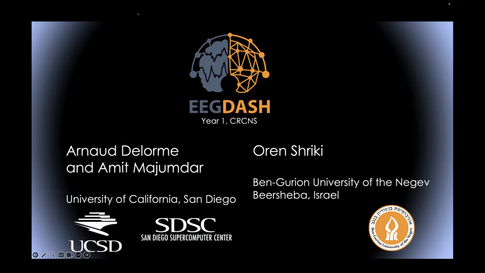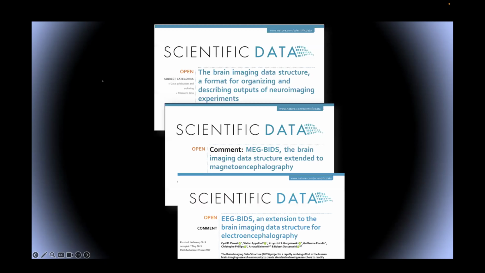This is an infrastructure project. So it's one of the few infrastructure projects. Even though we're both computational neuroscientists, I train on spiking neural networks and Oren does a lot of modeling. But this project is mostly centered on infrastructure, and it's centered on BIDS. So most of you probably already know BIDS. That's the main way to share data these days.